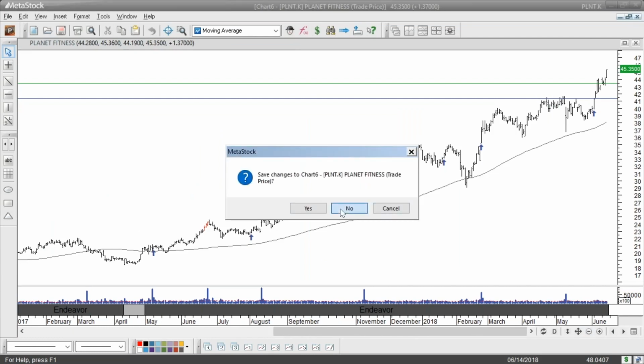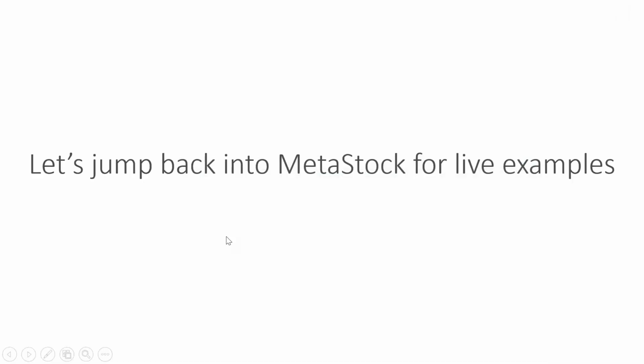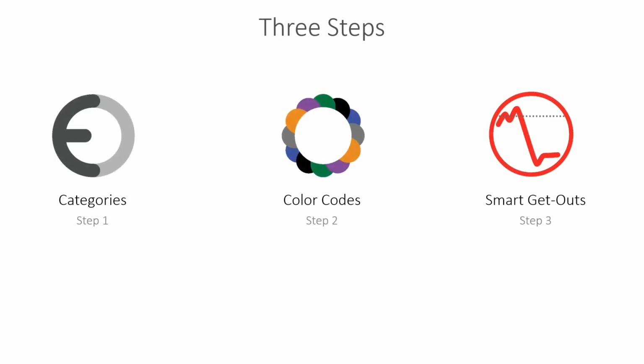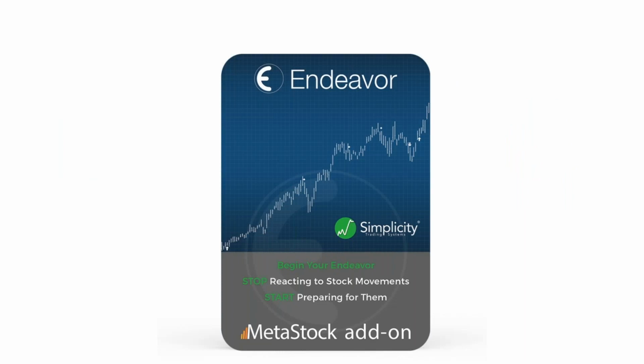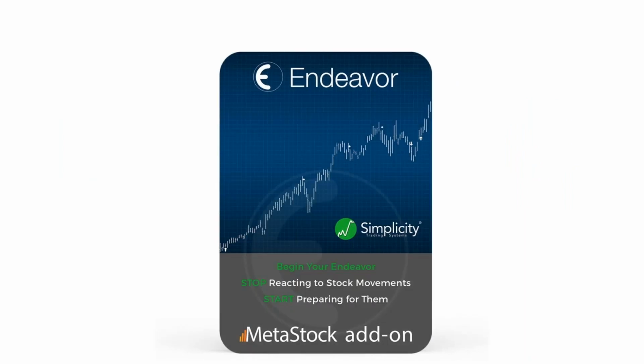I'll get rid of this. Okay, let's jump back into Metastock. And that's it. Those are the 3 steps. Step 1, identify the big picture movement. Step 2, identify the correct upward movement. And step 3, identify the right time to exit. When you put all 3 steps together, you have the Endeavor add-on for Metastock.